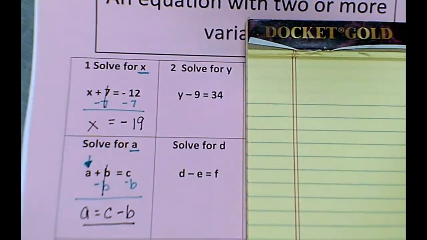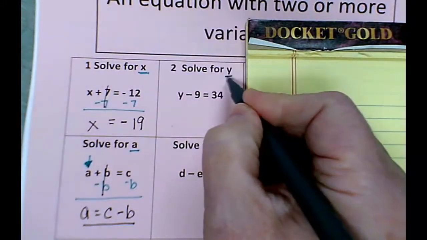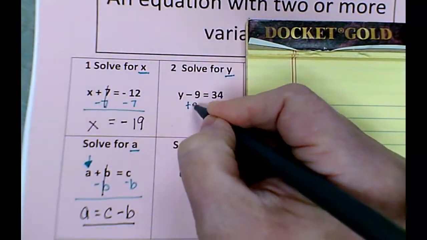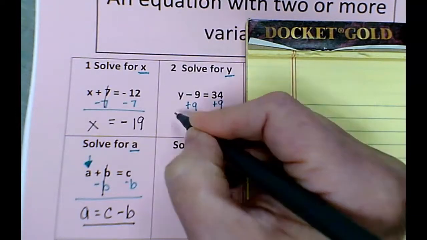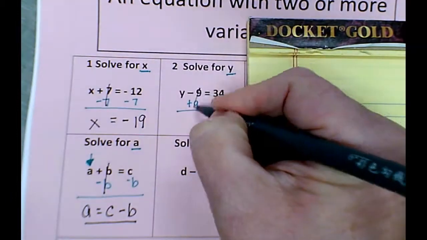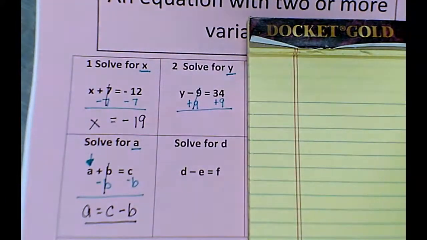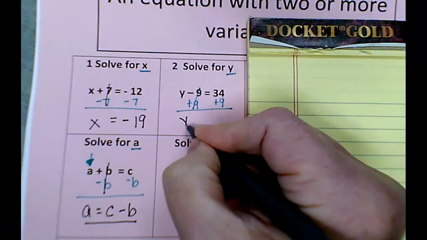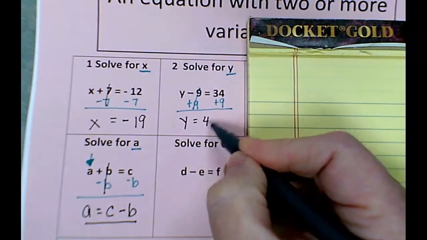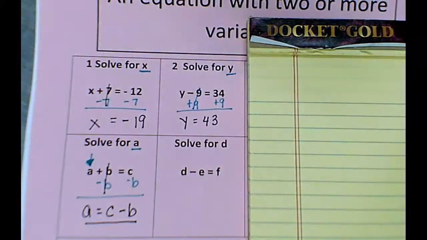Next example. In this example, I'm solving for y. I need y to be by itself. So I'm going to add 9 to both sides of the equation in order to cancel out the 9s. A negative 9 and a positive 9 zero out. And so this would be equal to 43.